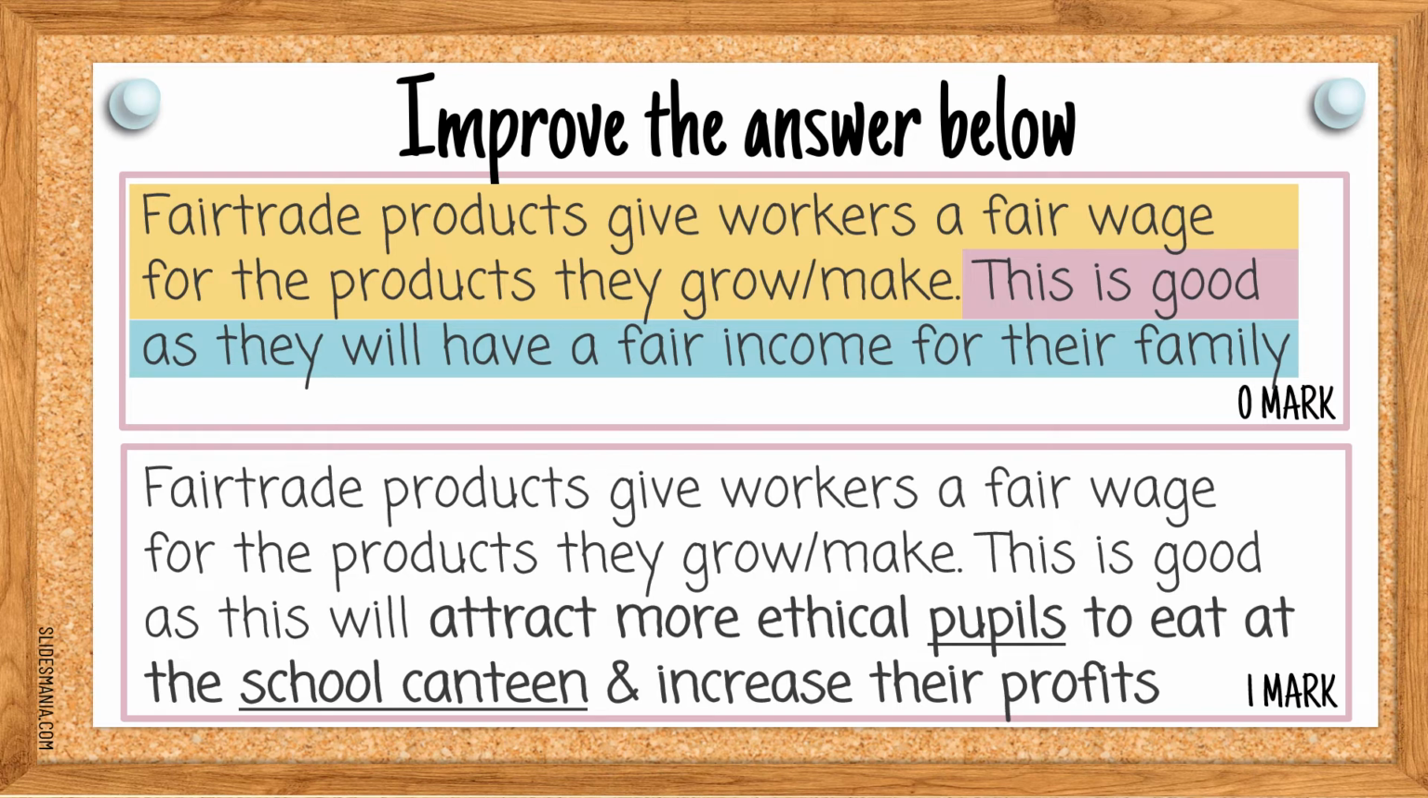So what we could change this to is we can keep our fact the same, that fair trade products are giving workers a fair wage for the products that they grow or make. We're keeping the same opinion that this is a good thing. However, we need to change the consequence because a fair income for their family isn't going to be relevant to a school canteen. So we might want to say something like, as this will attract more ethical pupils to eat at the school canteen and increase their profits. So we've been specific to the school canteen by saying it's going to attract more pupils to eat at the canteen.